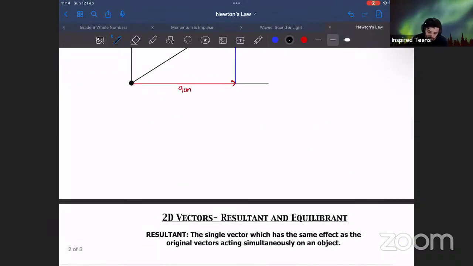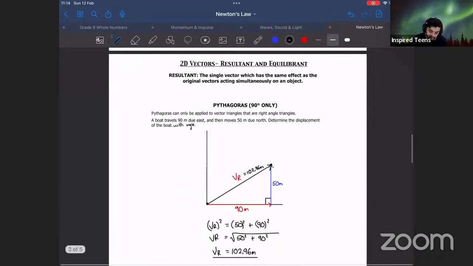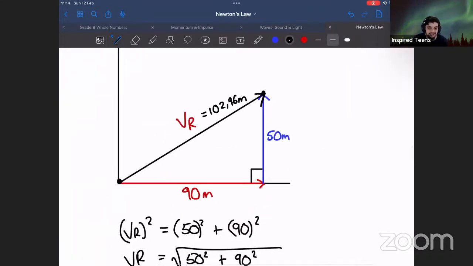Okay, actually just one more thing before we continue. So we know that this is 102.96 meters. If they wanted us to calculate this angle, we could have as well, by using trigonometry.